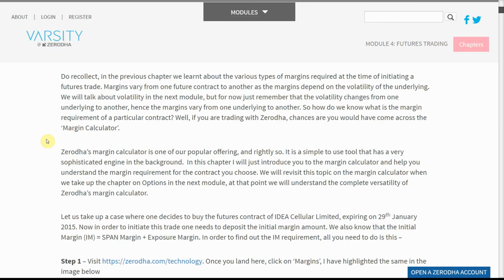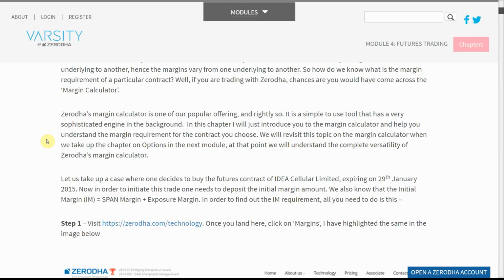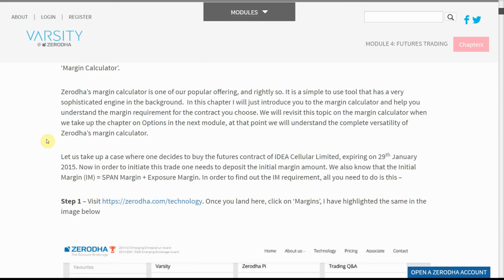Well, if you are trading with Zerodha, chances are you would have come across the margin calculator. Zerodha's margin calculator is one of our popular offerings. And rightly so. It is a simple-to-use tool that has a very sophisticated engine in the background.